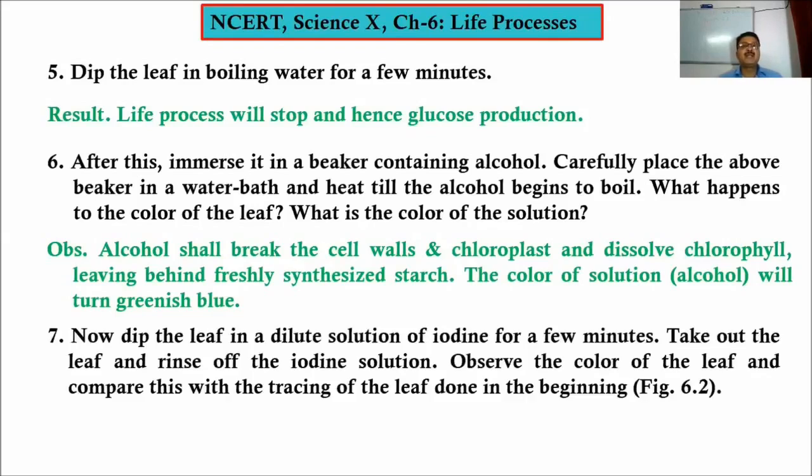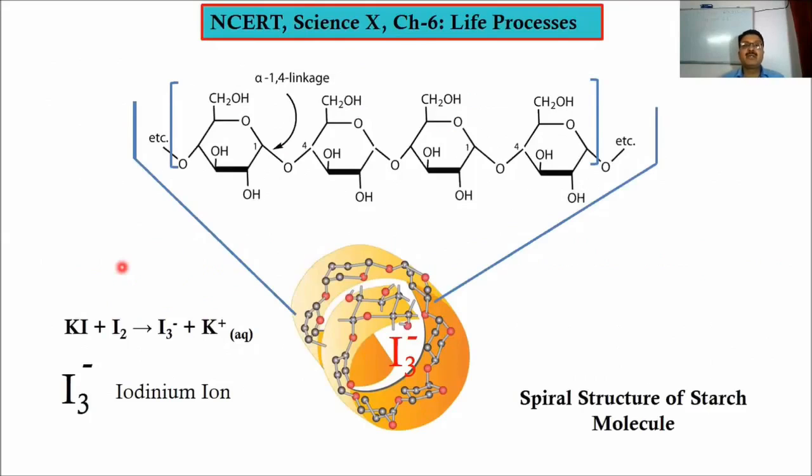Next point, the leaf is dipped into iodine solution. Whatever starch will be there, that portion will become blue, dark or blackish in color. In this case, we will see that only the green portion of the leaf turned blue. Now let us go a little bit deeper into the reaction of iodine solution with starch. Starch is a polymer of glucose, or a long chain of glucose molecules joined together in a certain fashion. This glucose strand has a spiral three-dimensional structure. This is a spiral structure.